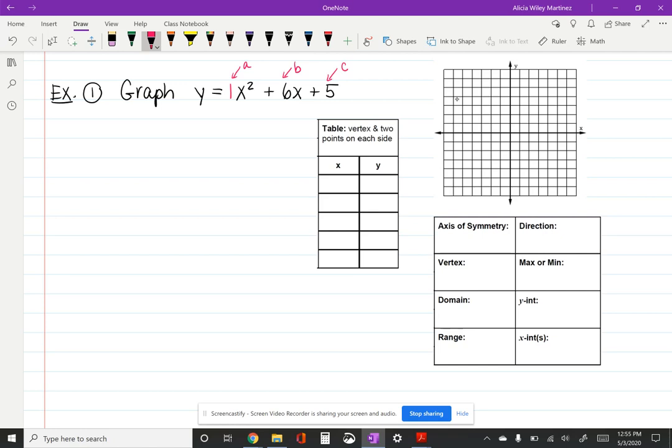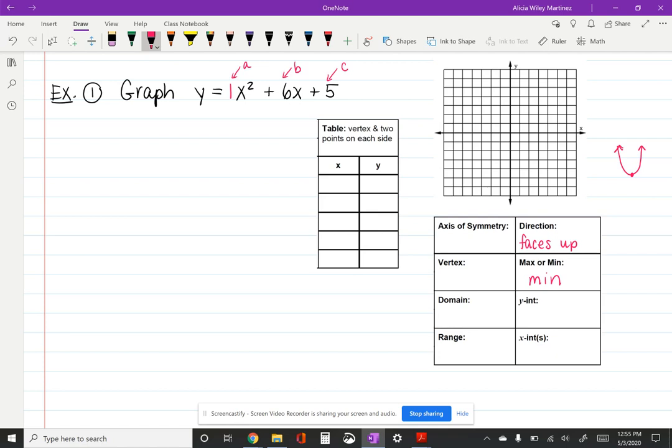So the value of a can tell us the direction of our graph. Because the value of a is positive, the direction of our graph is going to be that it faces up. Since it faces up, imagine it looks like that somewhere. That means it's going to have a lowest point. If it has a lowest point, that means it has a min value, or a minimum value. You can write minimum, you can write min, either one is fine.